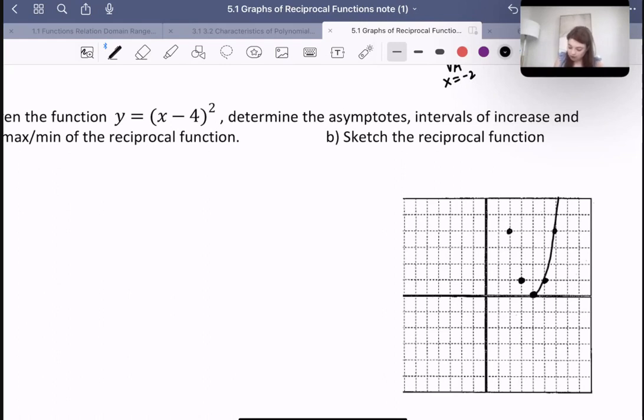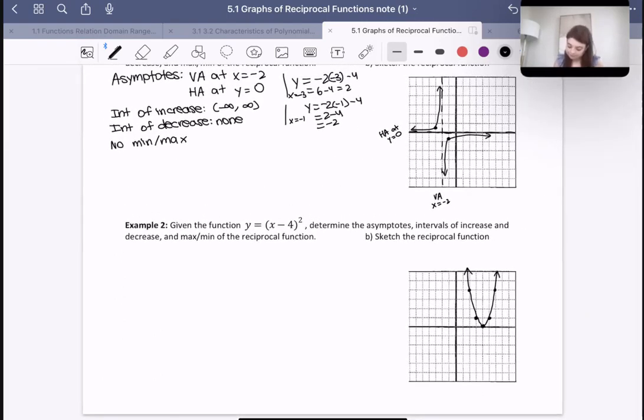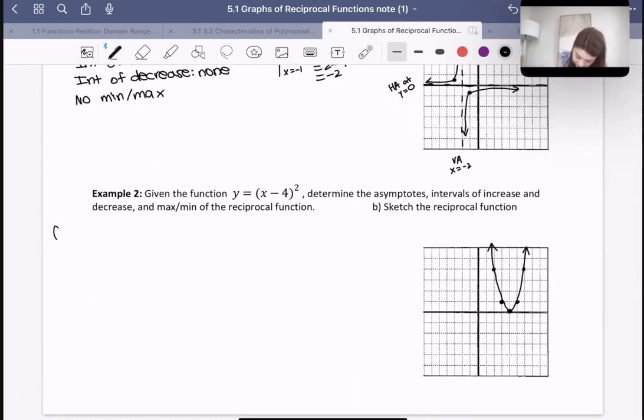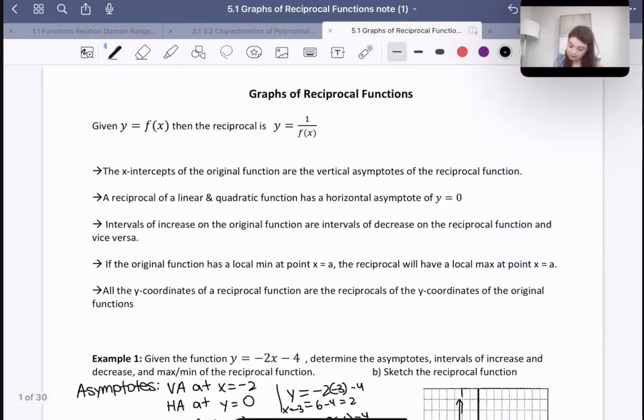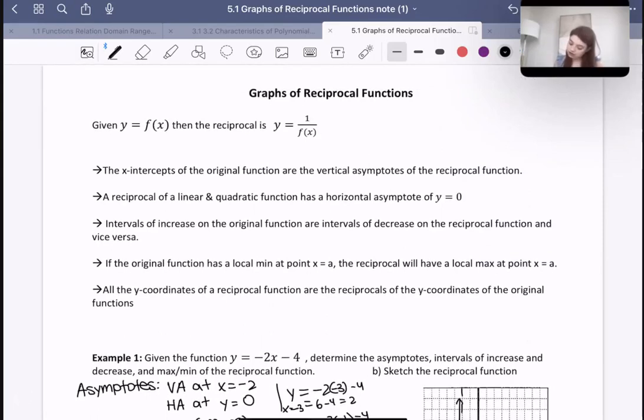So far, all I've done is just graph the wrong thing, the thing we don't actually want, just for argument's sake here. Okay, so let's have a section here that talks about f of x, and then a section over here that talks about 1 over f of x, which is essentially what we're trying to get. So the first thing it says is that x-intercepts on the original function are vertical asymptotes of the reciprocal function.